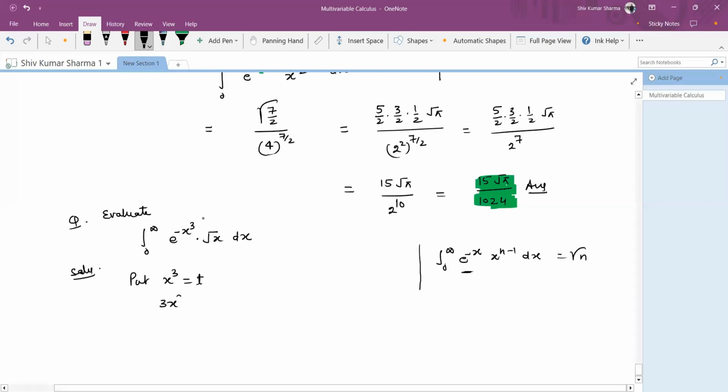So we see that 3x square into dx is equal to dt. So dx is equal to dt upon 3x square. So what is the value of x here? The value of x is t raised to the power 1 by 3. So now we put the value of x here also. So this gives us dt upon 3 t raised to the power 2 by 3.